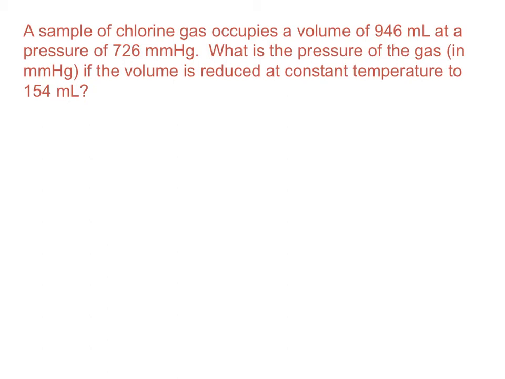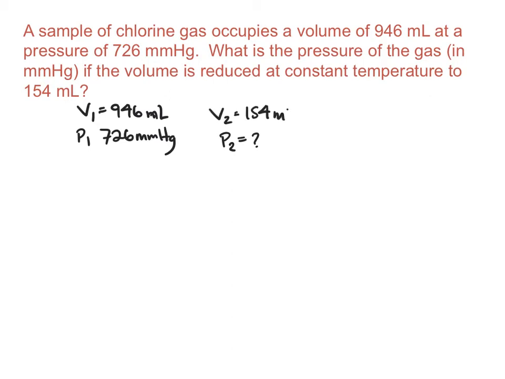In this context, we've been told that we have a sample of gas that occupies a volume of 946 milliliters at a pressure of 726 millimeters of mercury. They want us to figure out what the pressure of the gas is in a new set of conditions, which corresponds to a reduction in volume to 154 milliliters. They've told us that this occurs at constant temperature.